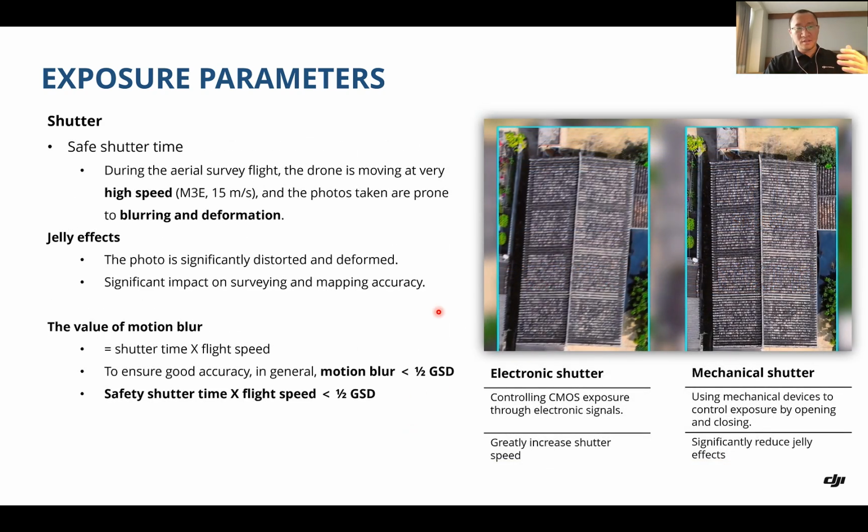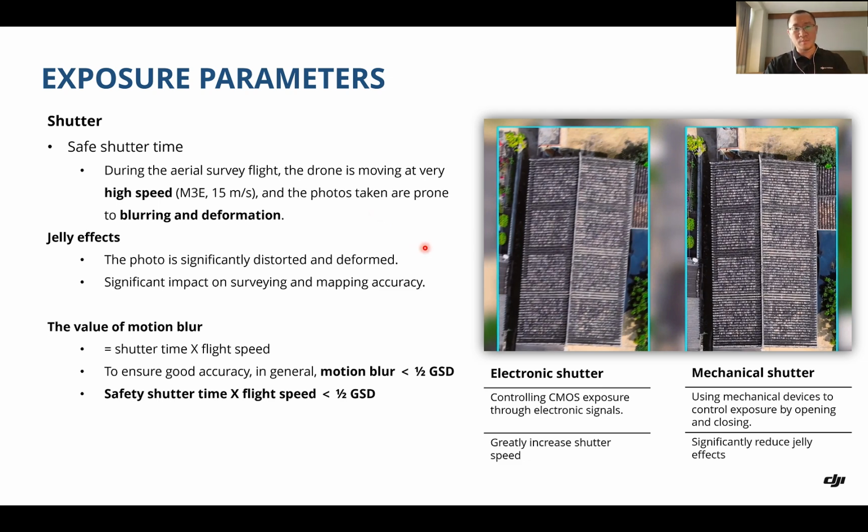There's a term called safe shutter time. During the aerial surveying flight, the drone is moving at a very high speed. For example, the Mavic 3E can reach 15 meters per second. So the photos taken are prone to blur and deformation, which easily brings us the jello effect. It means the photo is significantly distorted and deformed, so it will significantly impact our surveying and mapping accuracy.